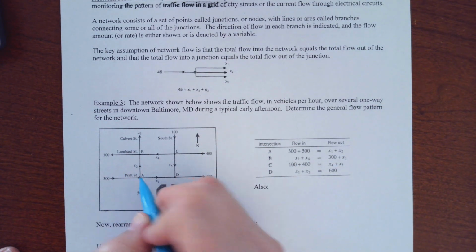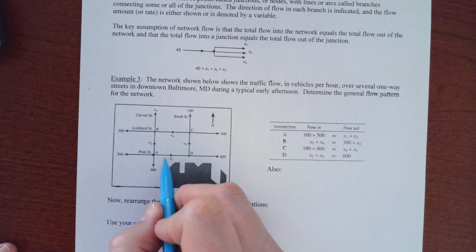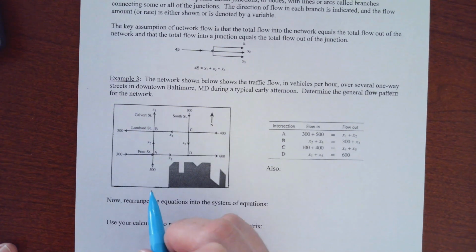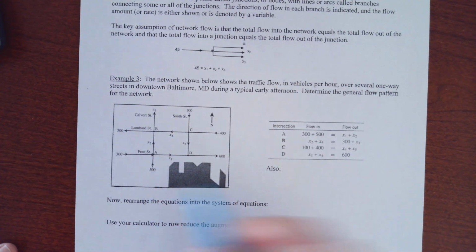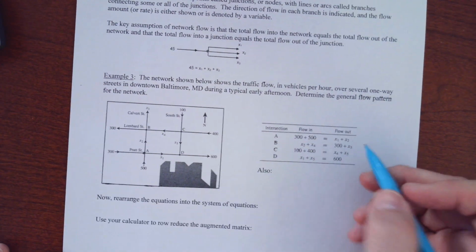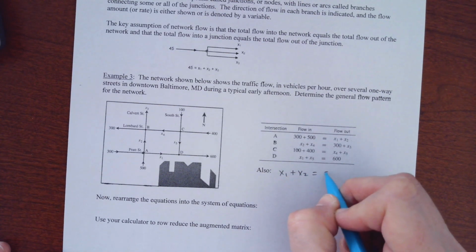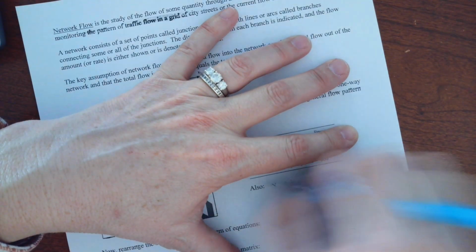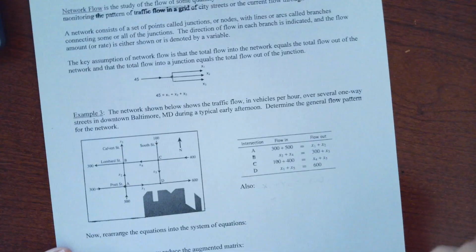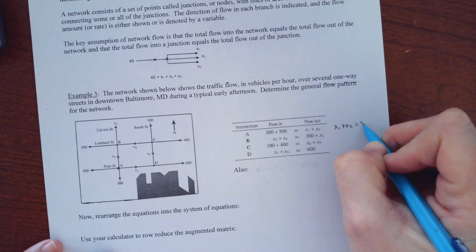Look at intersection A. 500 is coming in, 300 is coming in, but x1 and x2 are going out. So x1 plus x2 has to equal 800. That's where we get this equation over here. I'll put it over here: x1 plus x2 equals 800.